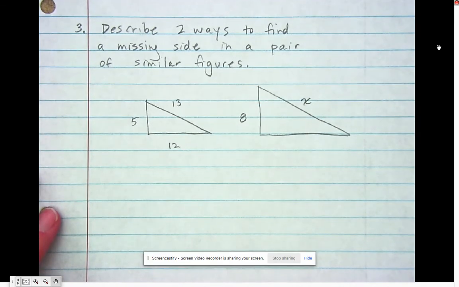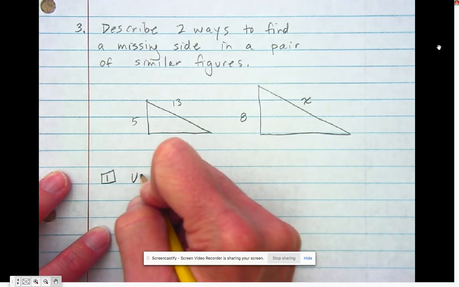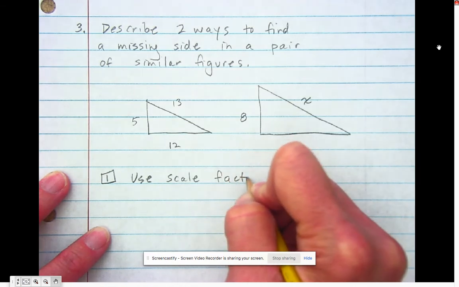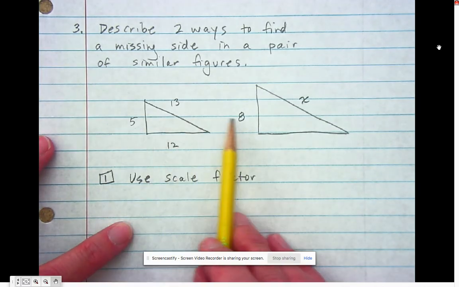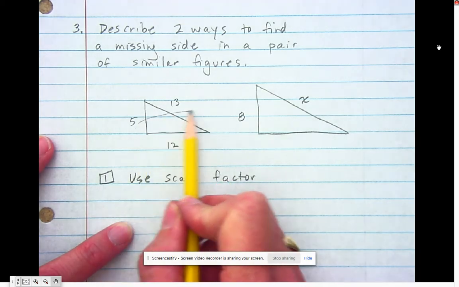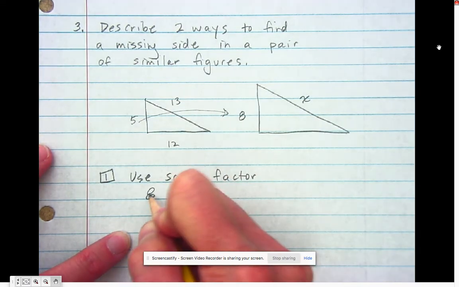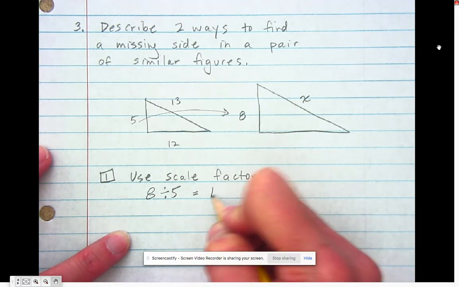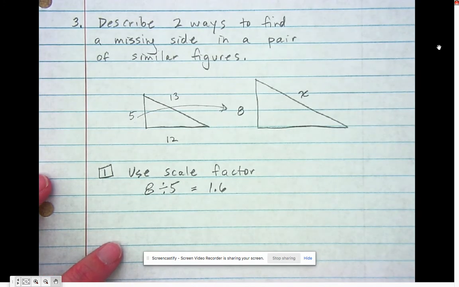So there's really two strategies that we've used. The first strategy is to use scale factor. In class we called that Jude's method. So how do I find the scale factor? I look at the two sides that go together, 5 and 8, and find the scale factor, how many times that is multiplied to get that one. I take 8 divided by 5 to figure out how many times bigger 8 is than 5, and that's 1.6. So this triangle has been scaled up by a factor of 1.6.